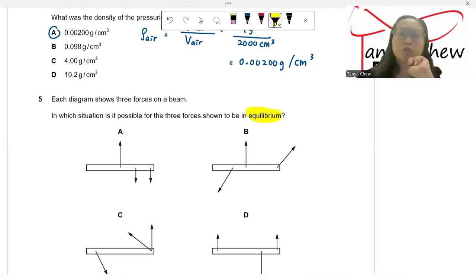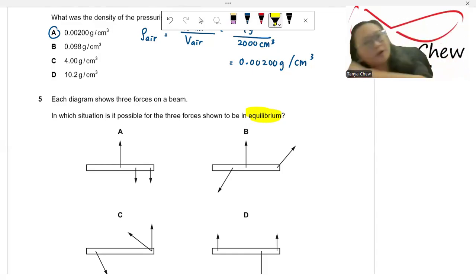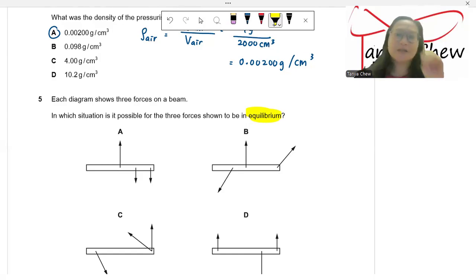Now, there are two conditions to be fulfilled. The first one, the resultant force acting on the system must be equal to 0. That also means that the upward force must be balanced by the downward force, and the forward force must be balanced by the backward force, right? That is about resultant force. The second condition is that the resultant moment at a point in a system must be equal to 0. That also means that the total clockwise moment must be equal to the total anti-clockwise moment. So we are going to look into that one by one.